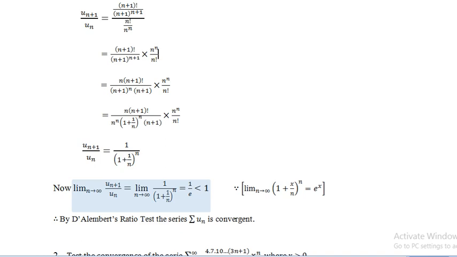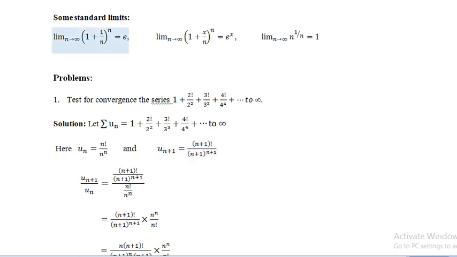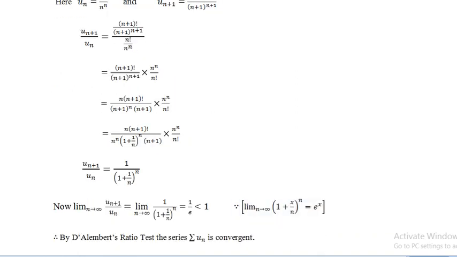And we know that the standard limit of (1 plus 1 by n) raised to n, as n tends to infinity, is e. So here 1 divided by (1 plus 1 by n) raised to n becomes 1 divided by e, and the approximate value of e is 2.718. So 1 divided by 2.718 is less than 1 here.